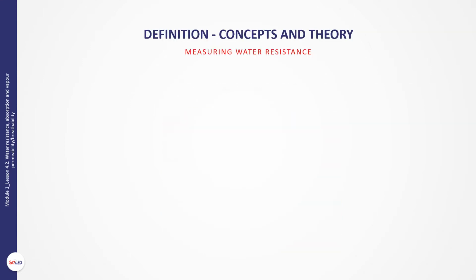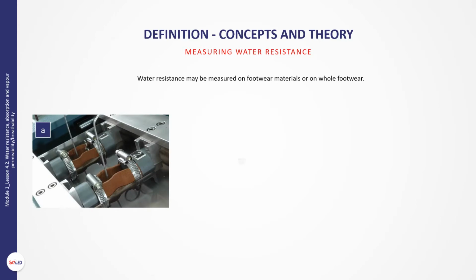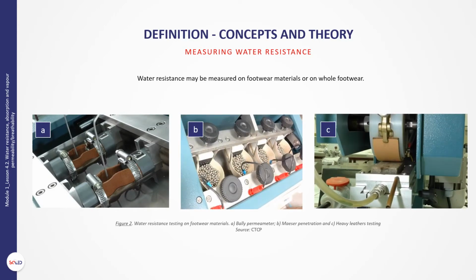There are 3 tests for water resistance on footwear materials and 3 on whole footwear. For materials there is the Bally penetrometer test, Meissner water penetration test and water resistance of heavy leather. Bally penetrometer is applicable to all flexible leathers but is particularly suitable for leathers intended for footwear uppers. In these tests a piece is formed into the shape of a trough and flexed whilst partially immersed in water. The time taken for water to penetrate through the test piece is measured.